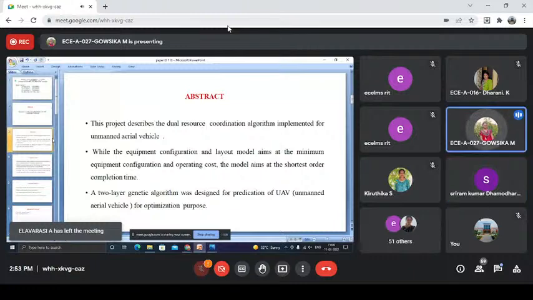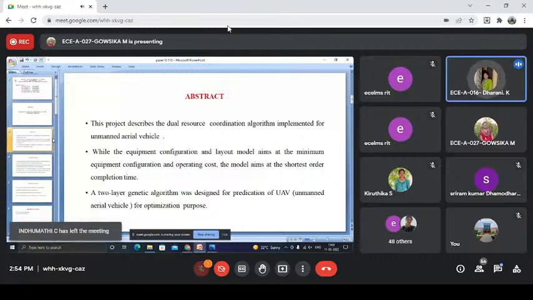The implemented dual resource concept is receiving the task order and picking the station through the network. In the implementation, the layout is designed to minimize the cost and complete the task in a short time.